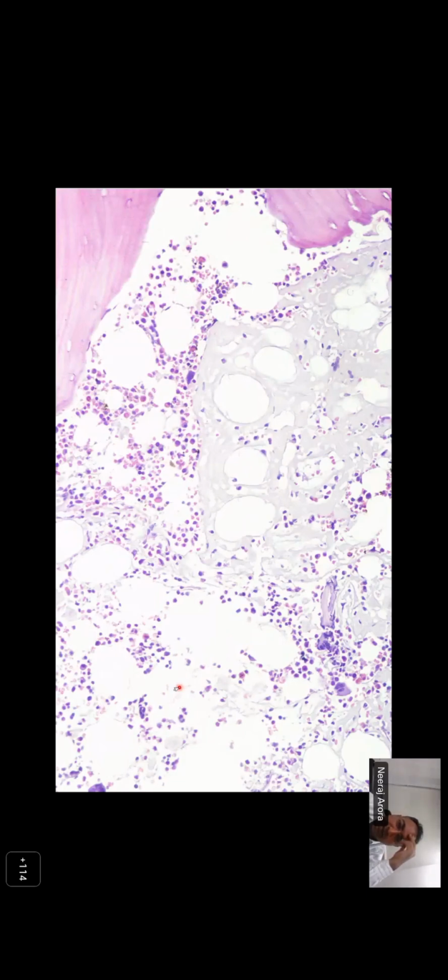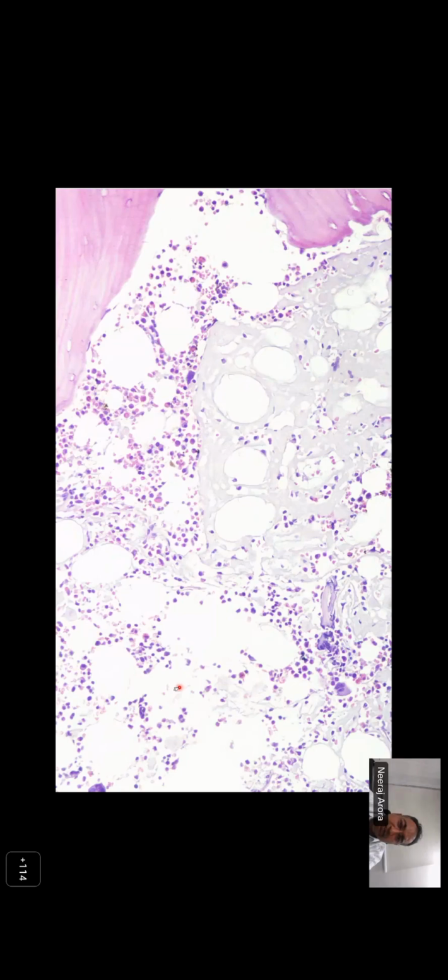So anybody can pick up anything you want to highlight. This is a bone marrow biopsy for a patient who was being evaluated for renal failure and oliguria, and there were abnormal plasma cells, and on the bone marrow biopsy you are seeing this. Anybody want to comment on that or highlight anything? Dr. Deepika, you want to mention anything?